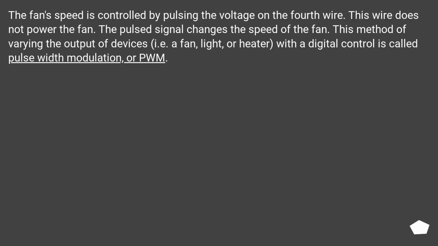The fan speed is controlled by pulsing the voltage on the fourth wire. This wire does not power the fan. The pulse signal changes the speed of the fan. This method of varying the output of devices, i.e. a fan, light, or heater, with a digital control is called pulse width modulation, or PWM.